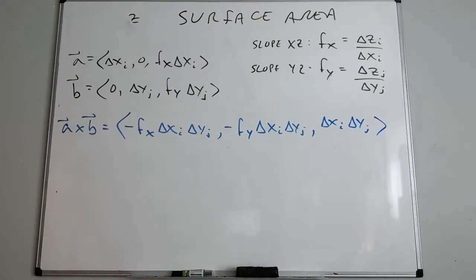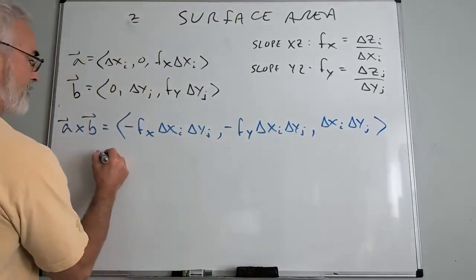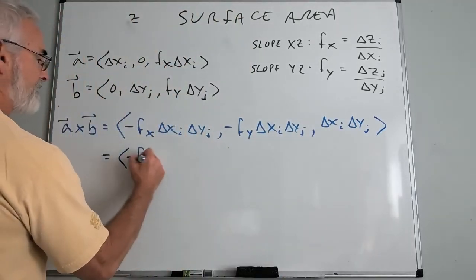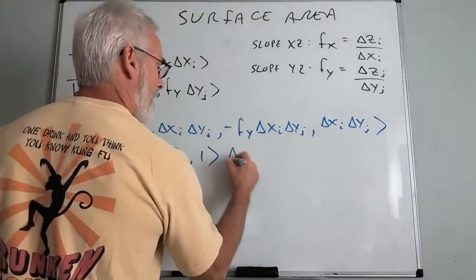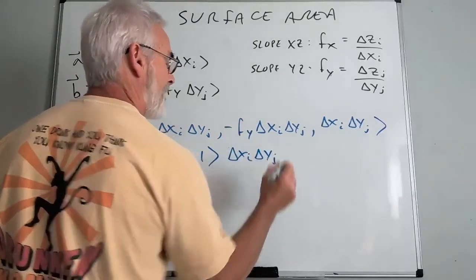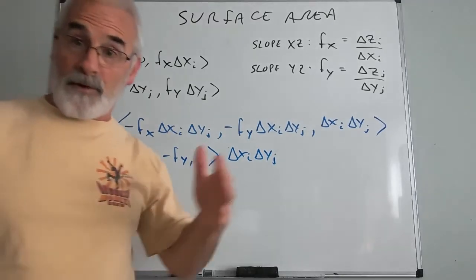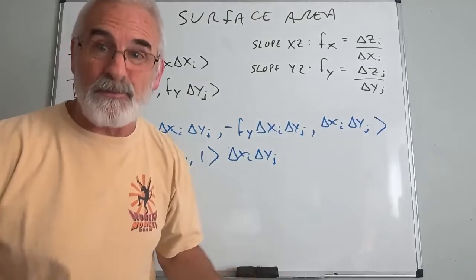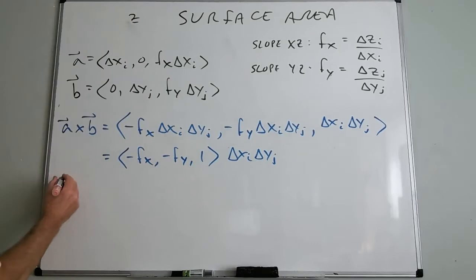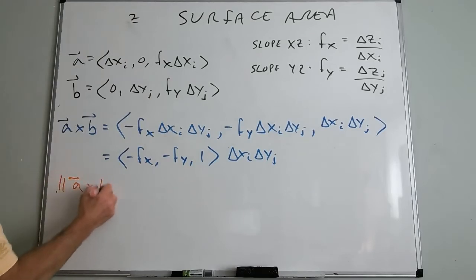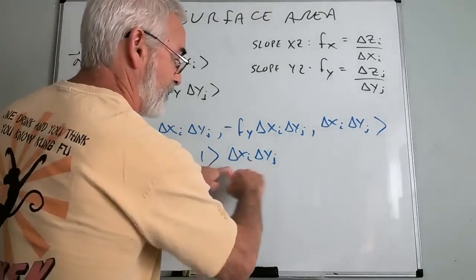Okay, that looks kind of scary, but you notice I have the same term in each position. So I'm going to factor that term out. I'm going to write it like this: negative fx, negative fy, 1, times delta xi delta yj. Now, delta xi delta yj is a positive quantity, because remember, if you're looking at my sequin, delta x and delta y can't be negative in this context. So when I'm finding the length of my cross product, all I have to do is find the length of this and then just multiply it. This would be a scalar.